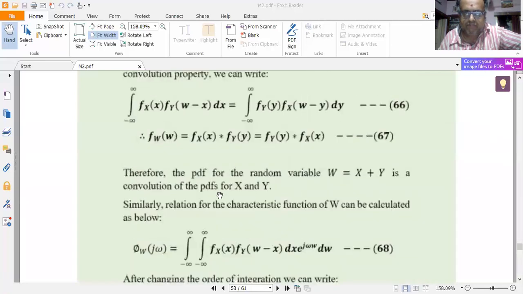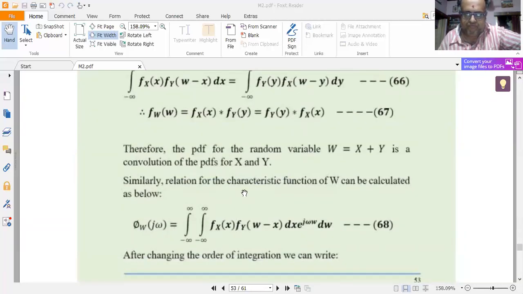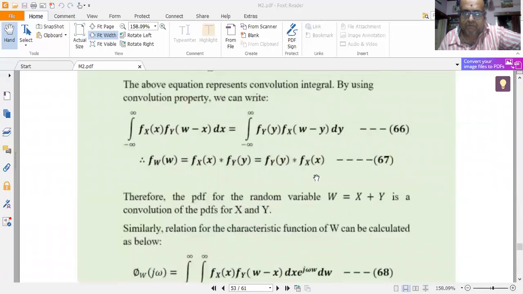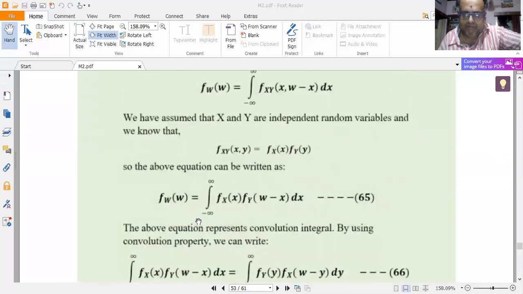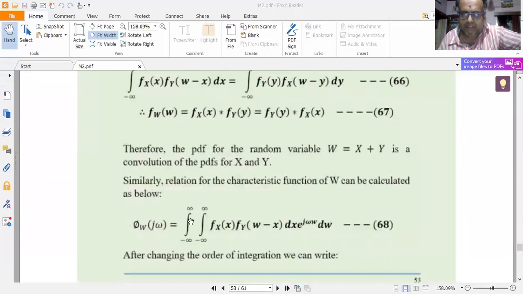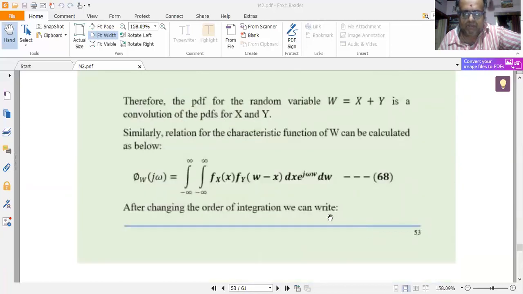So take the Fourier transform on both sides. I get phi_W of j omega equal to double integral minus infinity to plus infinity f_X of x into f_Y of w minus x dx into e to the power of j omega w dw. I am taking the Fourier transform on both sides of equation 65 here. Call it equation 68. So let me change the order of integration.